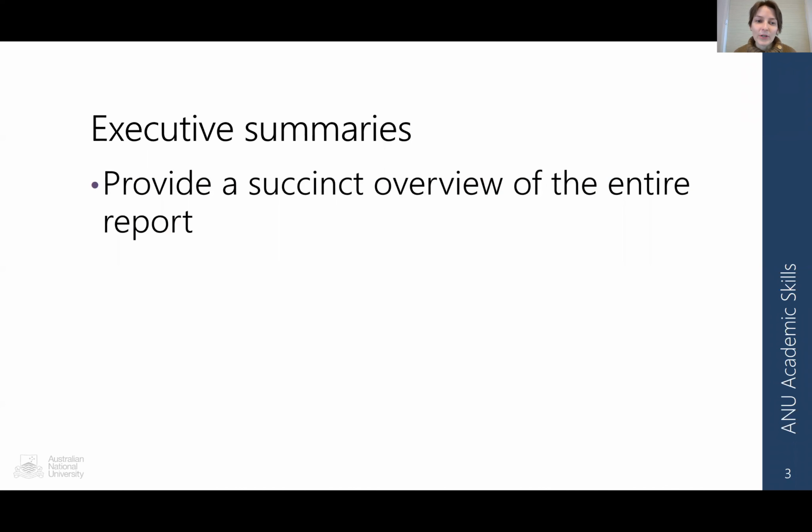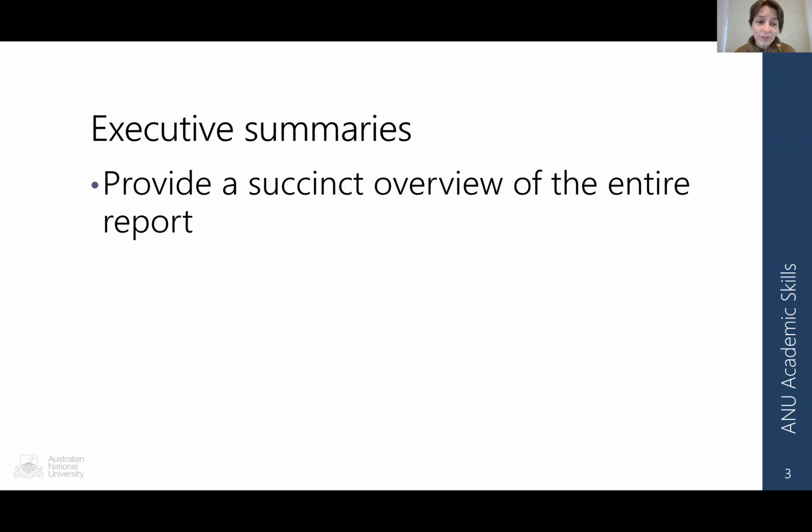Looking at executive summaries, they provide a succinct overview of the whole report. So think about it as the key part of the report that your client will read before they make their decision. They are looking at the executive summary in order to figure out what their decision should be. So if you're recommending that they should or shouldn't invest in a particular company, or if you're recommending a set of solutions to problems that you have identified in a particular business, they should be clear in the executive summary.